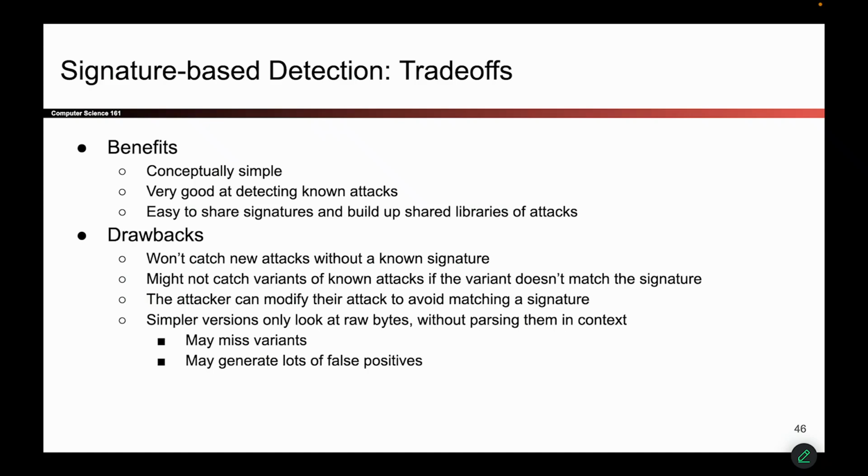Now, one more drawback is that simpler versions sometimes don't think very hard about the input. For example, maybe it just does plain string matching to see if the shellcode matches one of our known shellcodes. And if we don't think too hard about the inputs and we just do something like plain string matching, we could miss variants, we could have false positives, or we get things wrong in the other direction. So those are some possible drawbacks.